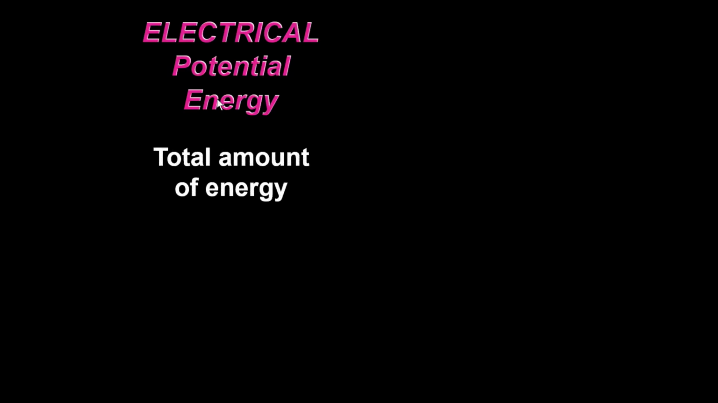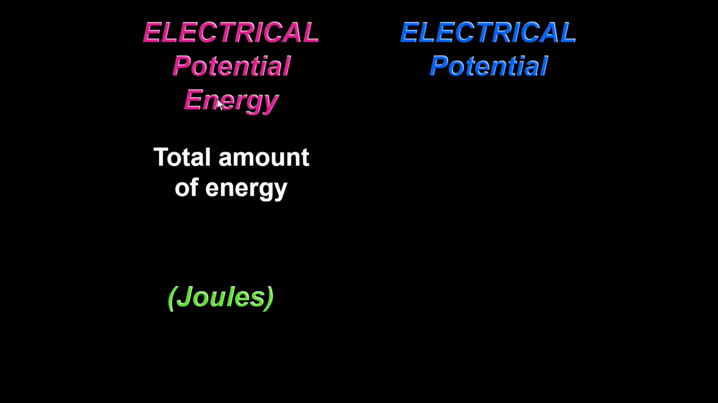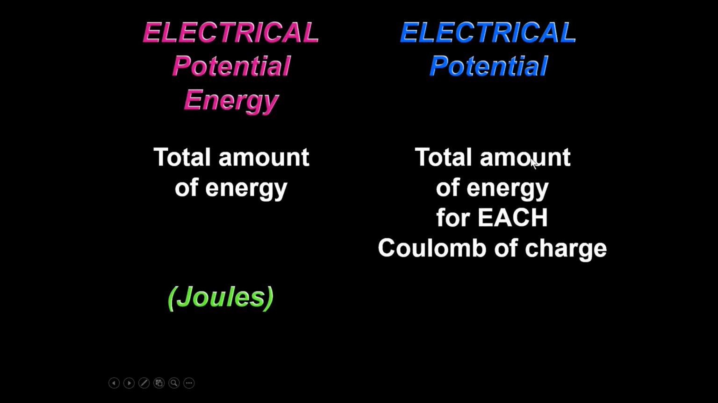So electrical potential energy is the total amount of energy these charges have, which is equal to the total amount of work done in getting them to that location. It's measured in joules. Electrical potential, leaving off the word energy here, is how much energy there is for each coulomb of charge, and that would be measured in joules per coulomb. Electrical potential is just how much energy there is per charge.